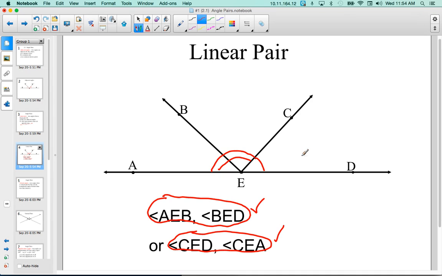Now, I like to think of linear pairs as two parts to a straight line. They make that straight line, and the two angles put together have to encompass all of it. One of the properties of a linear pair is that when you add the two angles together, they're going to equal 180 because they make that full straight line.